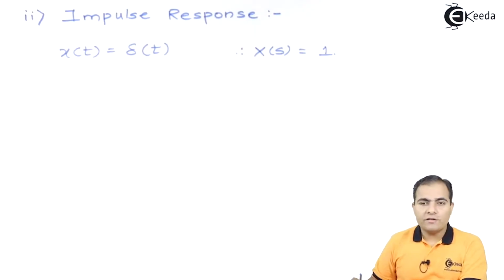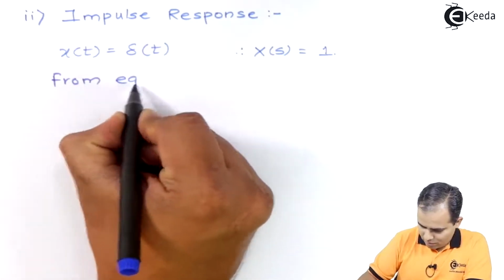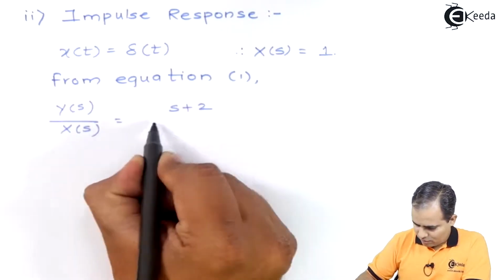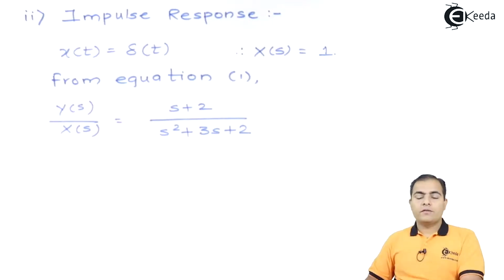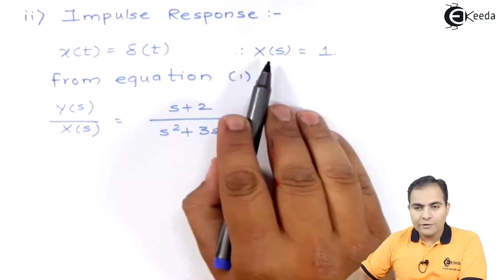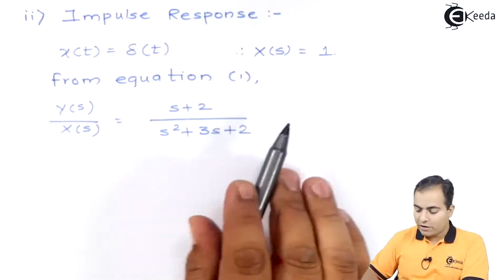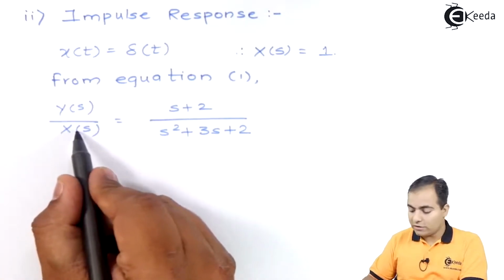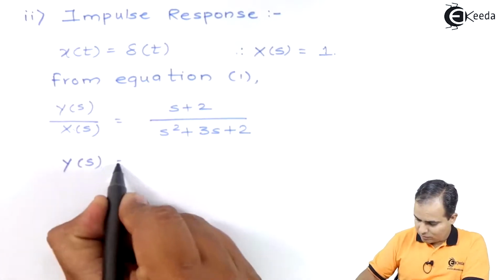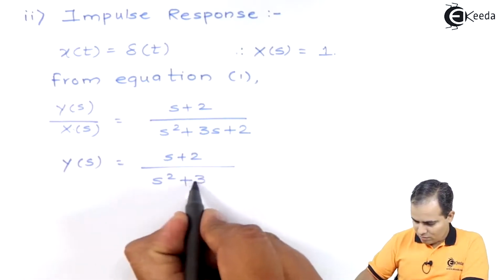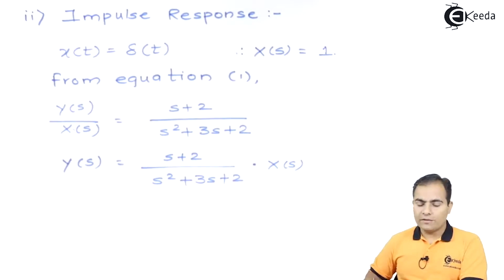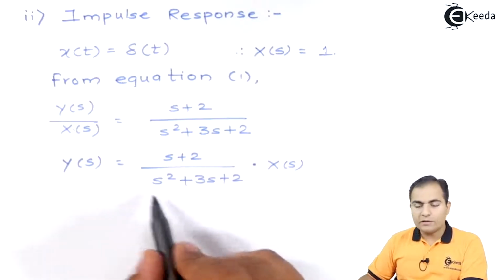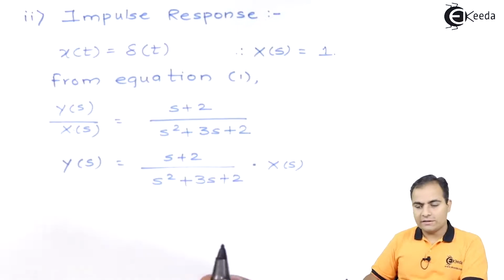Now from equation number 1, this was our equation number 1. What is important? We have to substitute the X(s) value on the right hand side so that you can easily calculate the output response of the system. So I'm going to multiply by this X(s) on the right hand side. And what is X(s)? X(s) is 1. So if I replace X(s) by 1, this whole equation multiplied by 1 remains as it is.